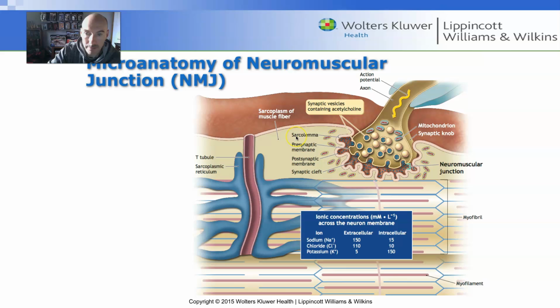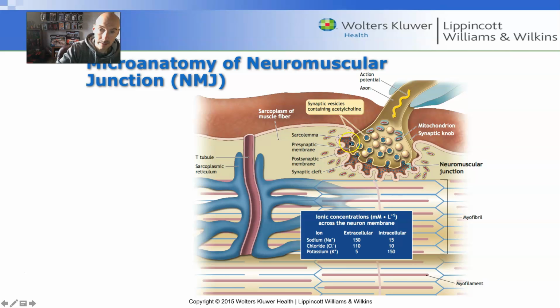Once that happens, an electrical impulse is generated on the surface of the muscle fiber, and it travels into the muscle fiber, into what's called the T-tubule. The T-tubules are surrounded by the sarcoplasmic reticulum. Do you remember what is stored in the sarcoplasmic reticulum in the muscle? I'll give you 2 seconds to think about it before I tell you. Calcium.